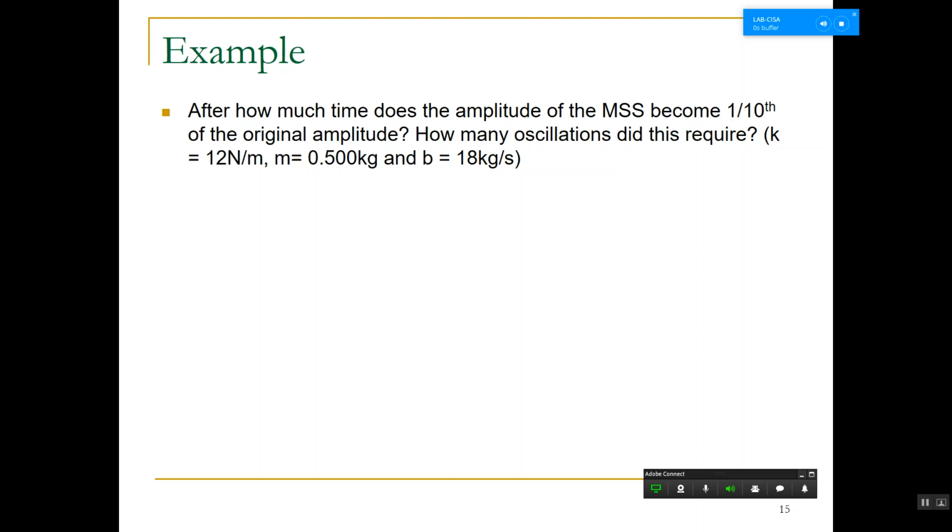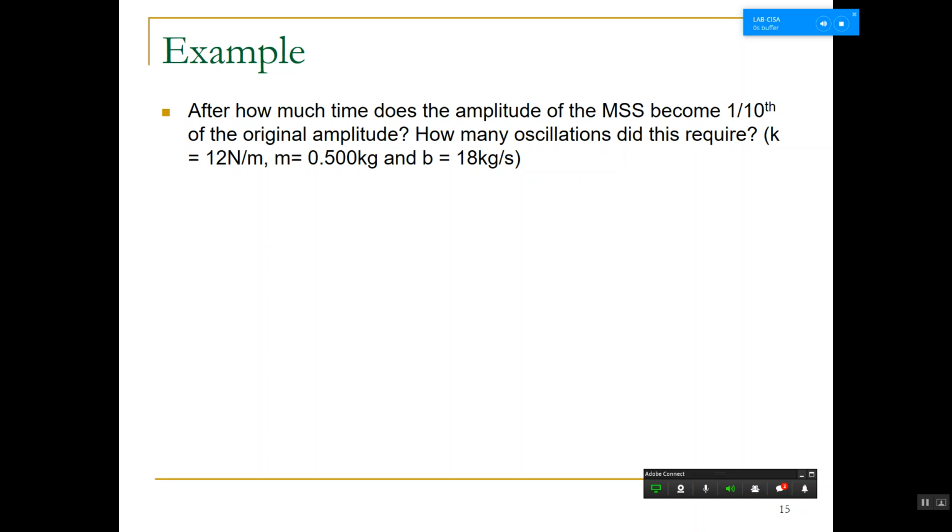So the question is, after how many oscillations and how much time did the amplitude become 1/10 of its original amplitude? If we're thinking about a mass spring system, let's say I stretched it to 10 centimeters. If it was not damped, it would be 10 centimeters below the equilibrium, 10 centimeters above, 10 centimeters below, and it would just oscillate with this kind of pattern. Now what I'm asking is, after a certain amount of time, this 10 centimeter amplitude became a 1 centimeter amplitude, or 1/10 of its original one. So I'm asking you how much time passed for that to happen.